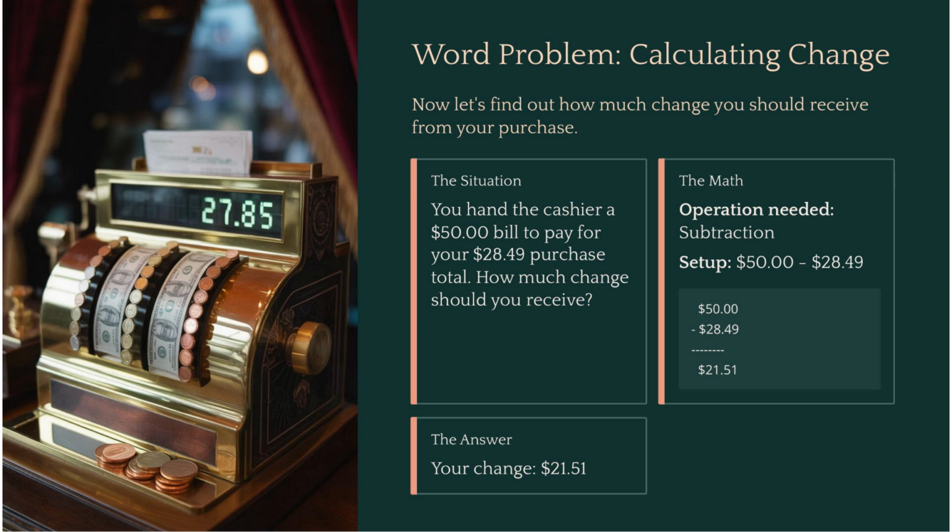Building on that, in word problem 2, you pay a cashier $50 for the $28.49 total. To find the change, you subtract $50 minus $28.49. We set up the subtraction vertically and need to borrow across the zeros. The result is $21.51. This is a great example of why fluent decimal subtraction is essential for everyday life.